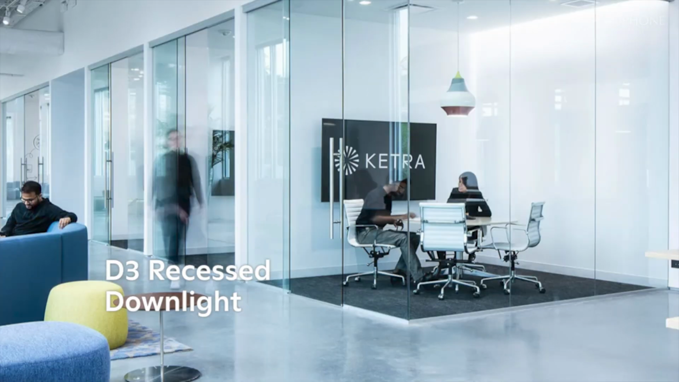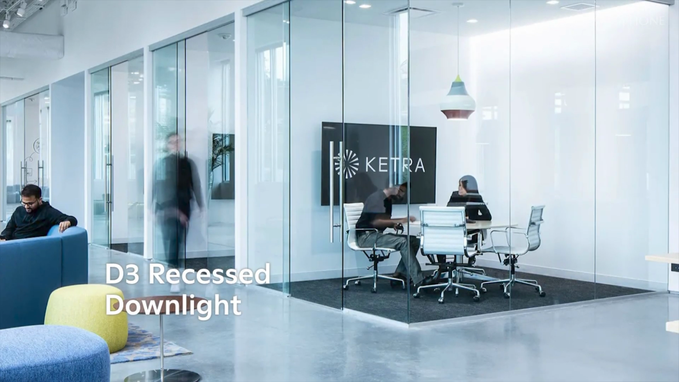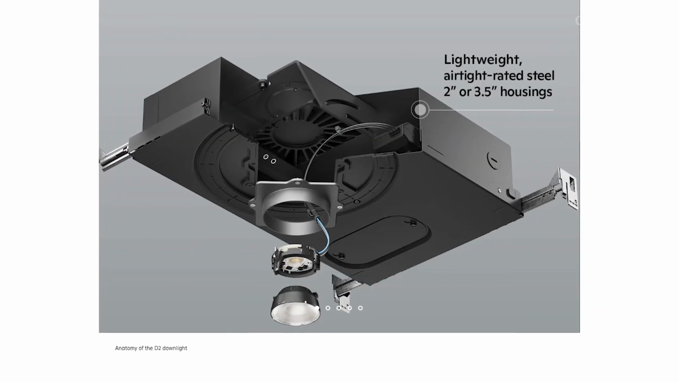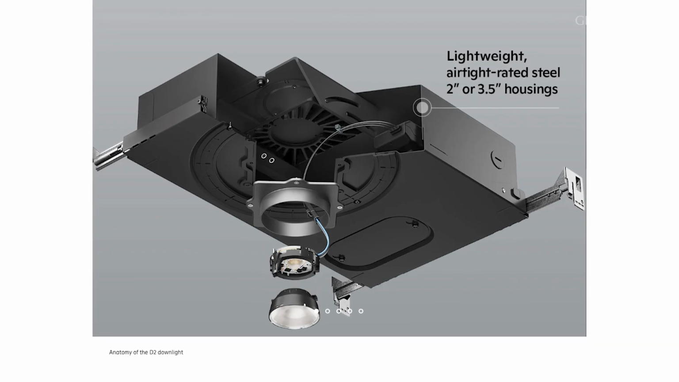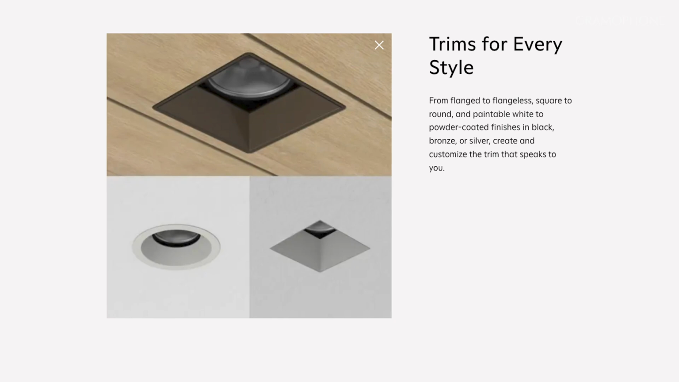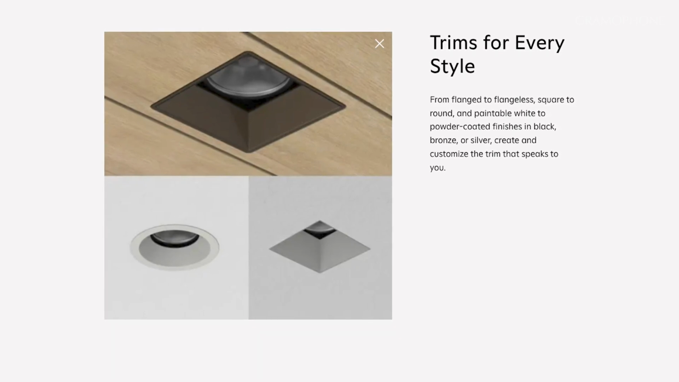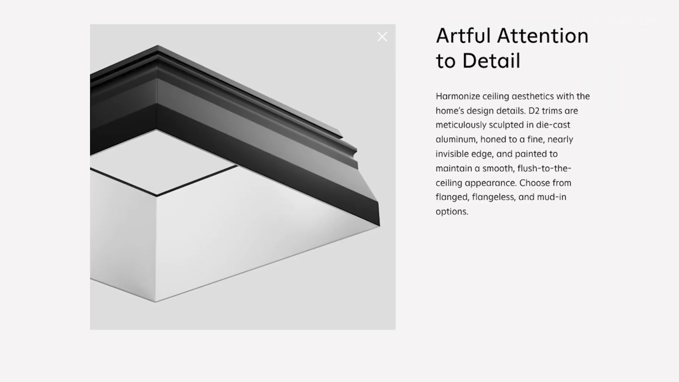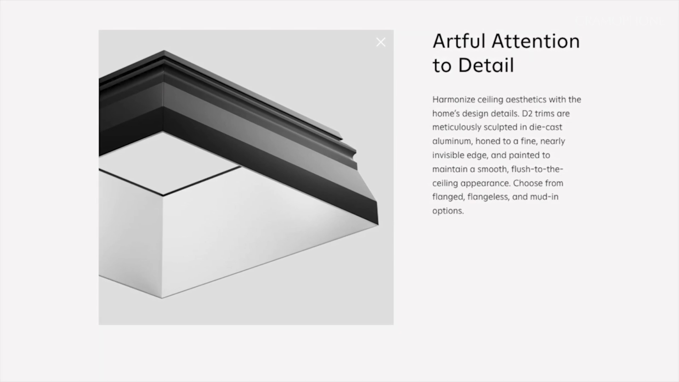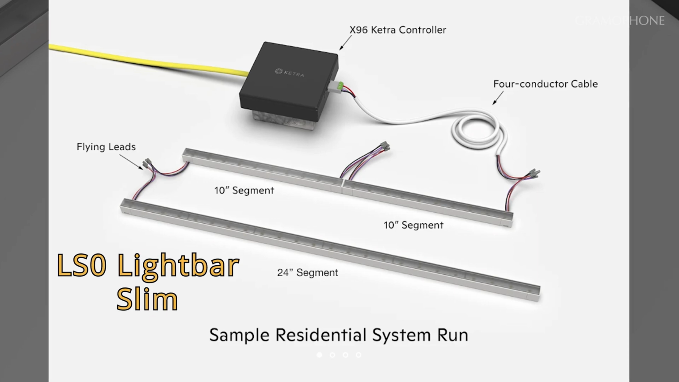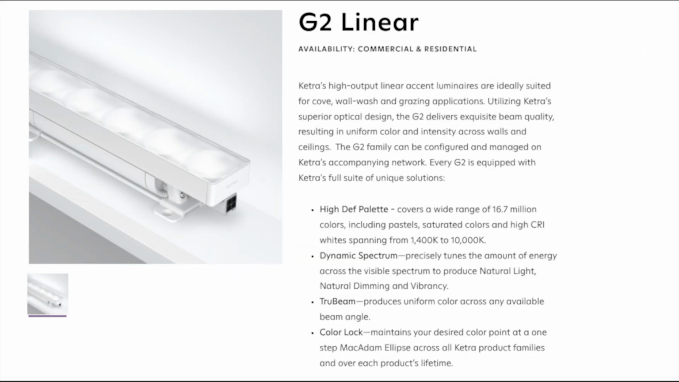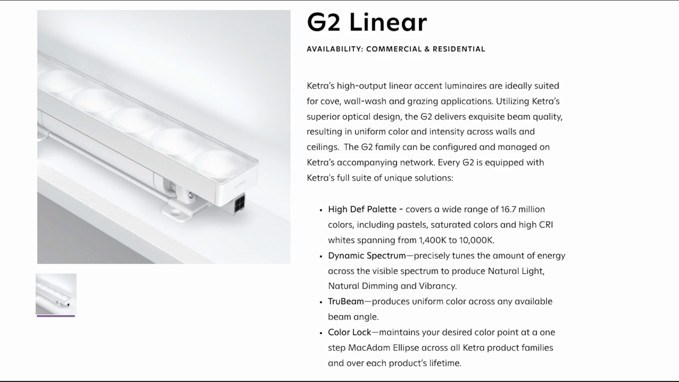And then we move to our architectural grade downlights. We have the D3 downlight, which is a 3-inch aperture downlight, and our new D2 downlight, which is a 2-inch. Now, both of these architectural downlights are available in all types of options and finishes. We have different flanges. We have mud-in flange, flangeless, solid surface, drywall, different color trims, options, round or square. We also have linear options available. We have our Light Bar Slim downlight. And we also have our G2 linear downlight for those cove applications.